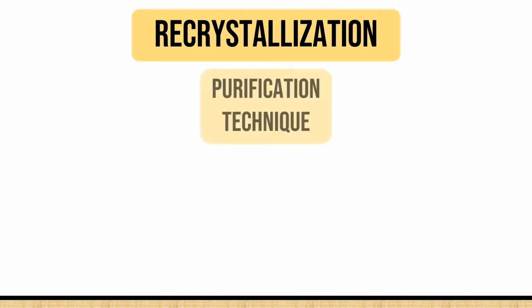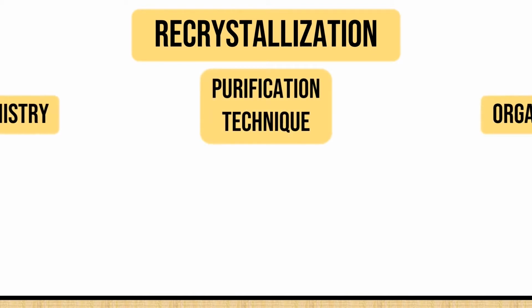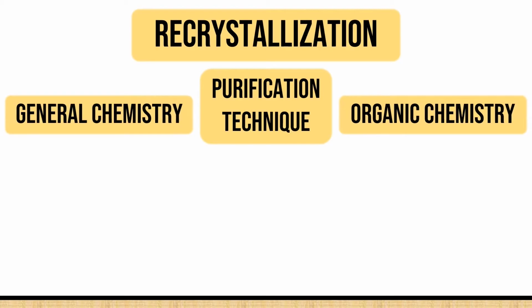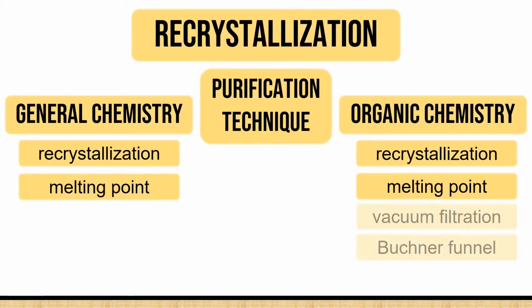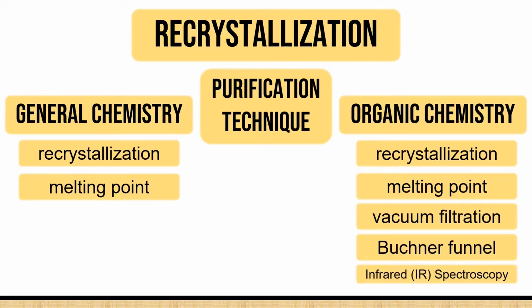Recrystallization is a purification technique taught in both general and organic chemistry. In this experiment, we'll purify an impure sample of benzoic acid. For both general and organic chemistry students, we'll learn the skill of recrystallization and characterizing the pure sample by finding its melting point. For organic chemistry students, we'll add the skill of using vacuum filtration and a Buchner funnel, as well as using infrared spectroscopy to analyze the pure sample.